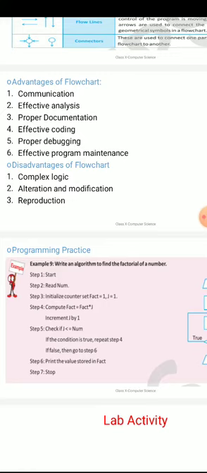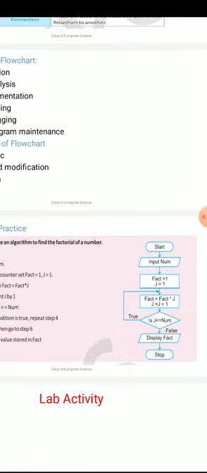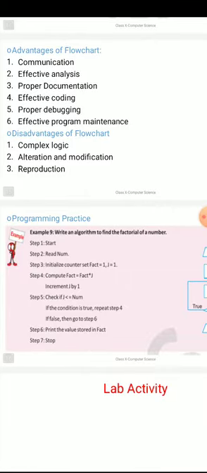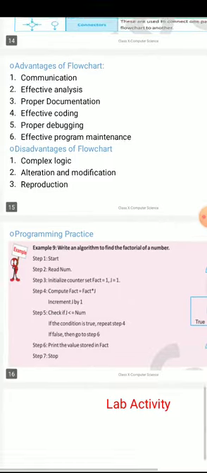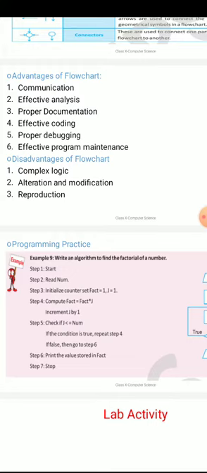So instead of going through your whole program, if I am doing the coding and my friend is doing it, if he or she uses the flowchart, it's easier for them to analyze, and it's easier for the documentation also. So effective coding happens. Then proper debugging will also happen. If instead of true I have written false over here, when we go through the flowchart we'll understand that we have made a mistake. Then comes effective program maintenance.